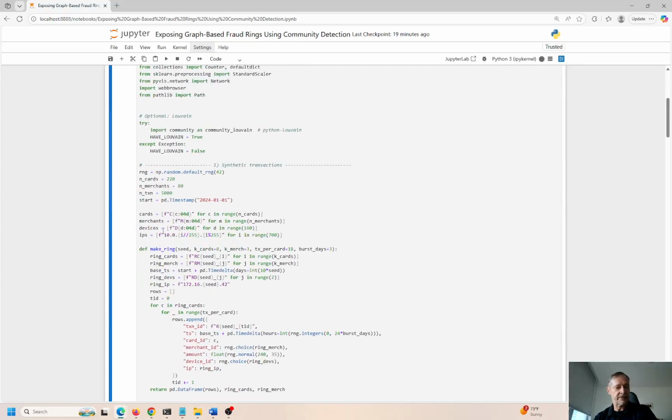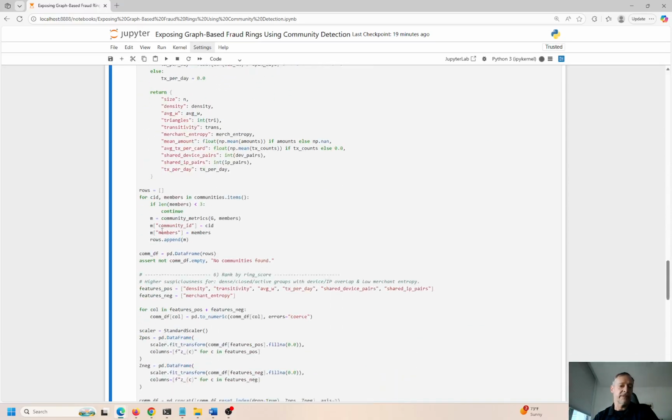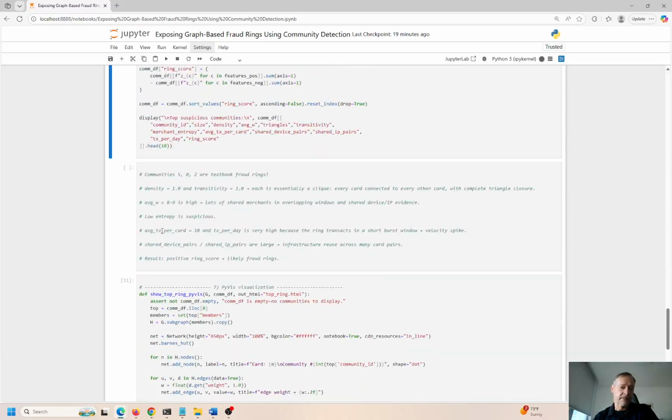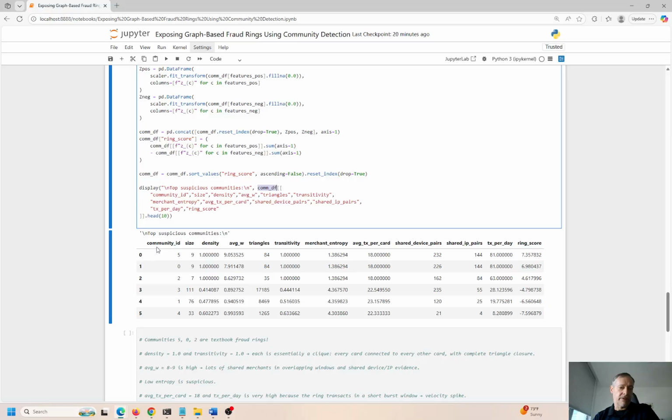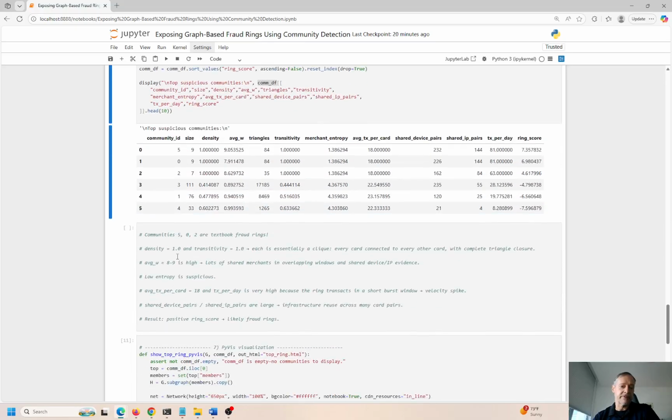So Control Enter to run this, and we will get our data frame with everything I just described. I'm going to look at the top 10 records right here. That's what the head 10 is for. This is the community data frame right here. Okay, so we have the community ID, size, density, average weights, triangles, transitivity, merchant entropy, average transactions per card, shared device pairs, IP addresses, transactions per day, and ring score. So we're actually going to assign a score to these potential fraud rings. When I look at this, I'll show you how to interpret this in just one second here.